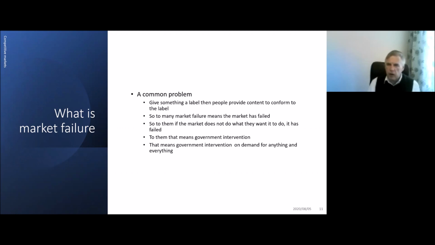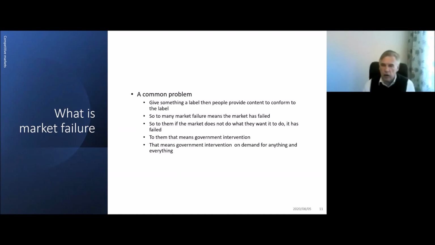If you give something a label, then people provide a context to conform to the label. So if you say there's a thing called market failure, and therefore when it fails, government intervention will come. And they say, I don't know what you mean by market failure, but I can tell you when I think the government should intervene. Well, what does that mean? No, that means there's market failure. So people work backwards. And it's quite amazing, once you realize this, to see how often this happens.